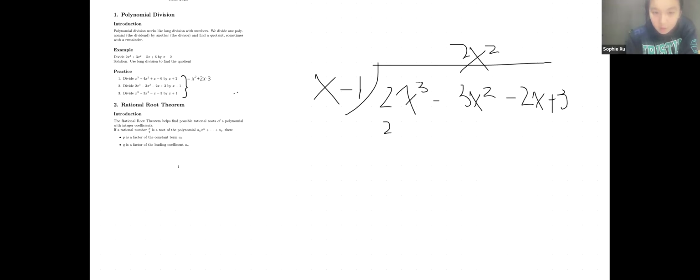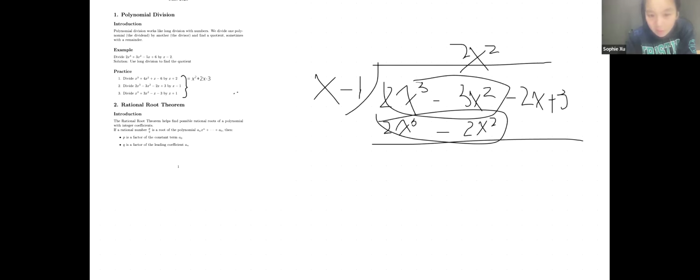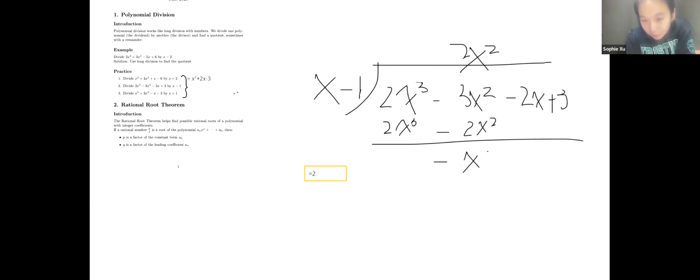2x cubed minus 2x squared. Oh my god, my handwriting is getting worse by the minute. And then what do you get after you take away this one from this one? Yeah, negative x squared, right? So you write that down here, and then negative 2x here.